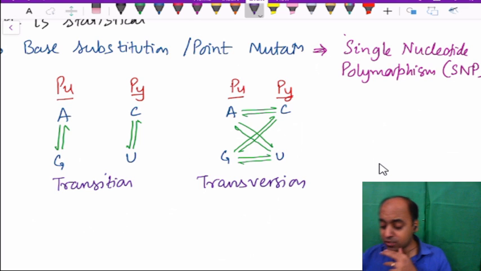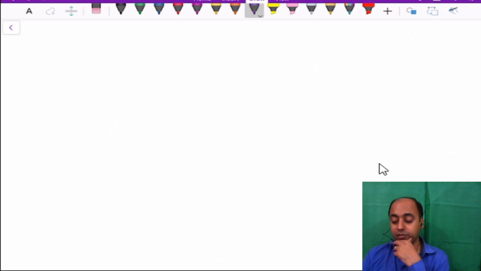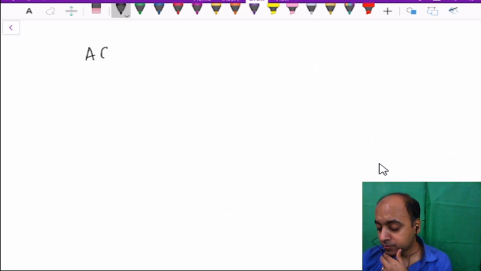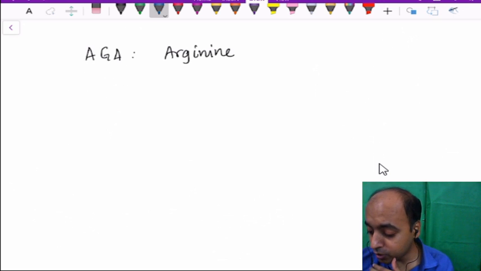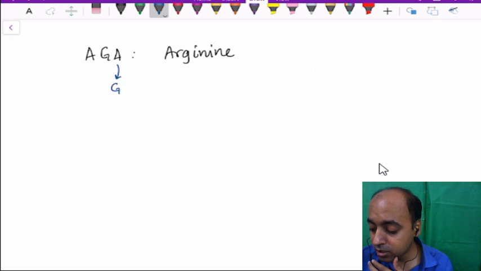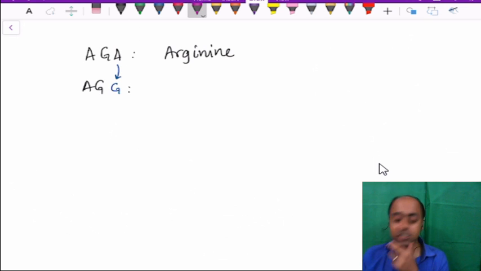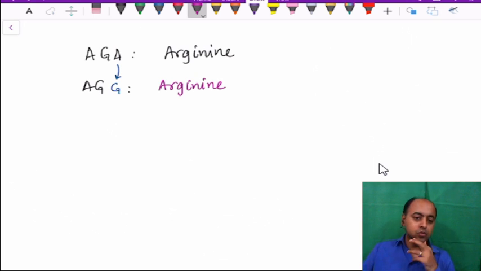What is the effect of transition or transversion? Let's see, using an example. We'll use some similar codons that we already have encountered. For example, we have previously talked about the AGA. We had said that AGA normally codes for arginine. So what we are going to do is cause a mutation. We have caused a mutation at position 3 and we have replaced A by G. So now the sequence becomes AGG. And if you recall from the mitochondria, we had said the AGG also codes for arginine.